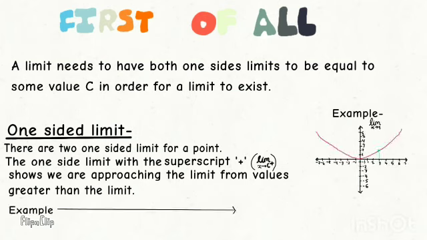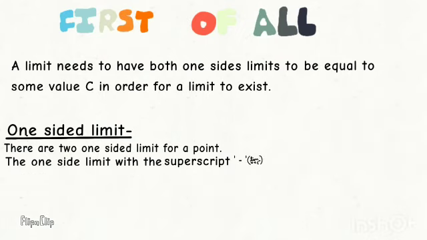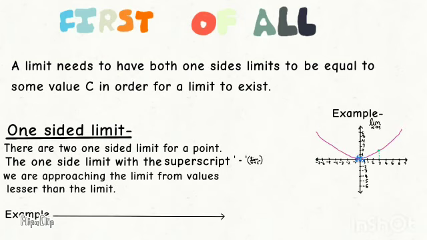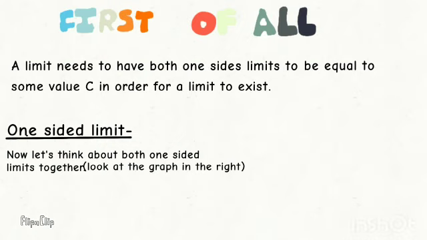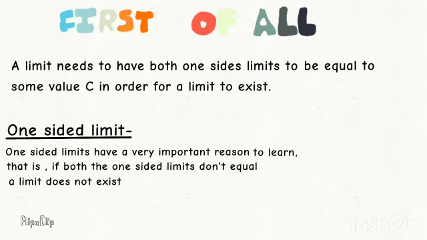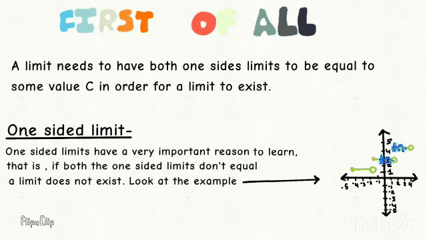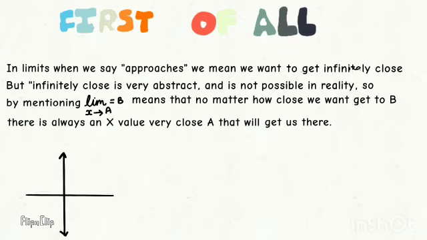Now for this graph, you can see from the animation that the limit as x approaches 3 from the right is approaching 3 from values greater than 3. Now the other one-sided limit is the limit with the superscript minus, which tells us we are approaching a limit from values lesser than the limit, as you can see in the graph. Now let's think about both one-sided limits together, as you can see in the graph on the right. Because both one-sided limits are approaching the same value, a limit exists. If both the one-sided limits don't equal each other, then a limit does not exist. Look at the example on the right of the screen. You can see that the one-sided limits are approaching different values, so a limit does not exist for this case.